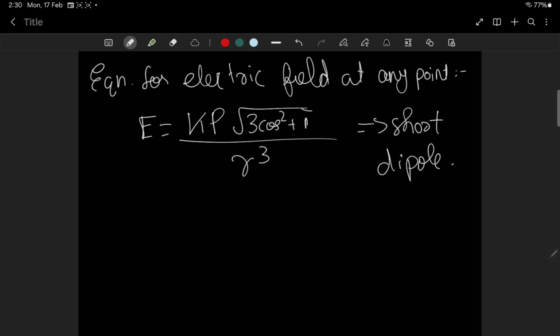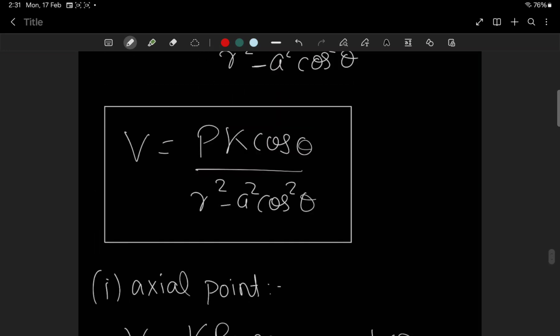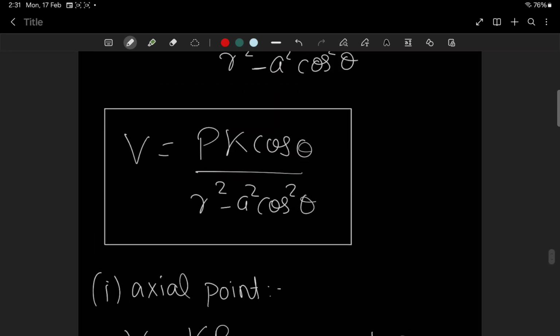One second, let me verify the formula is correct. I have written it somewhere. Yeah, this is the answer. This is very important to learn. If it is a short dipole, A will be neglected. It will be approximately 0. We will be only taking R square.